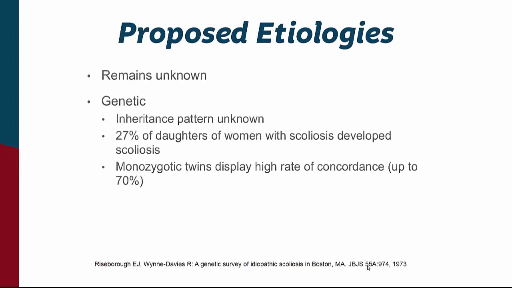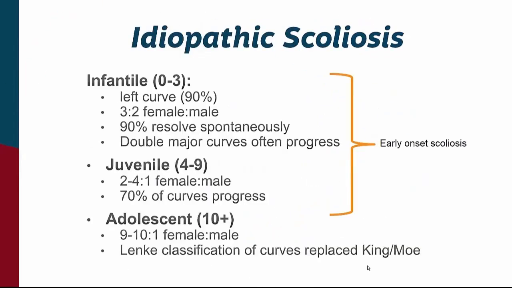It's unclear what causes scoliosis or adolescent idiopathic scoliosis. There appears to be some genetic predisposition and association, as 27% of daughters of women with scoliosis develop it as well, and it's much more common in monozygotic twins as well, but the actual genetic underlying etiology is still not clear. As we discussed previously, the age at diagnosis helps define the type.